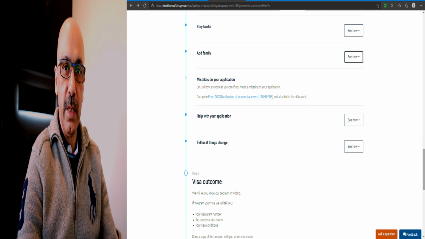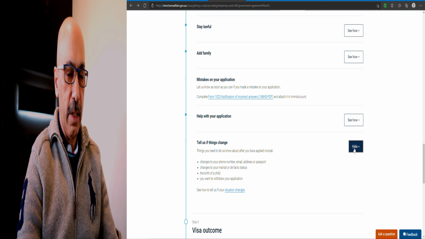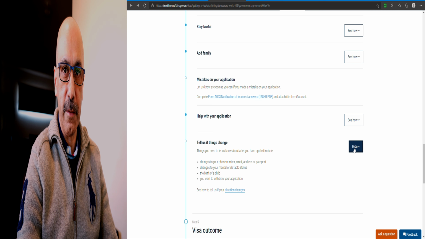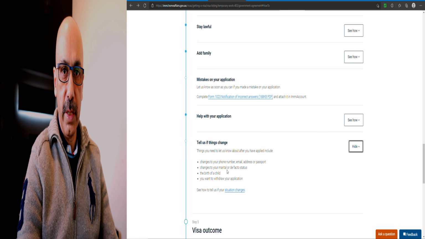Tell us if anything changes. So you need to fill out a separate form if anything changes in your life, for example a birth of a child, or change of email address or postal address, or your contact details. You need to fill out a separate form to let them know that your situation has changed.